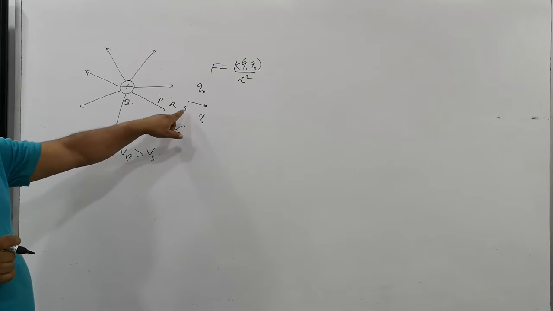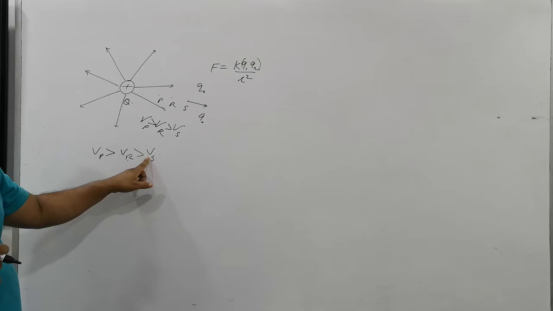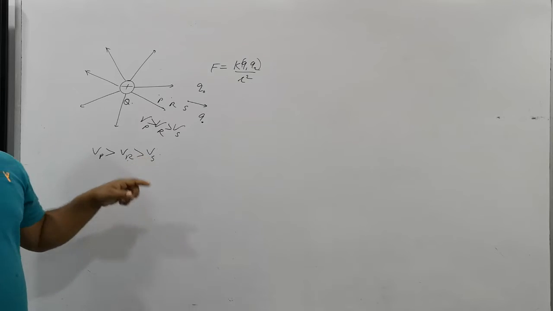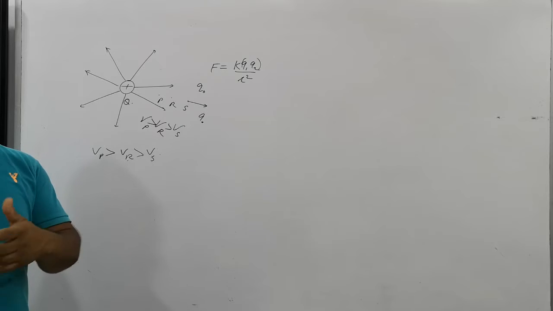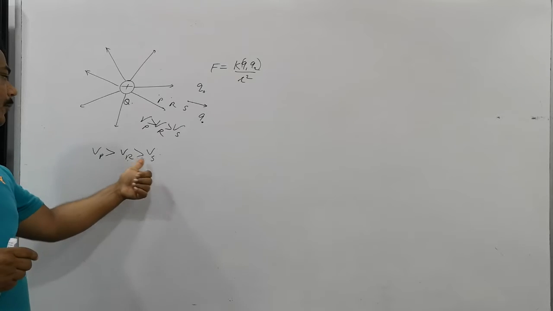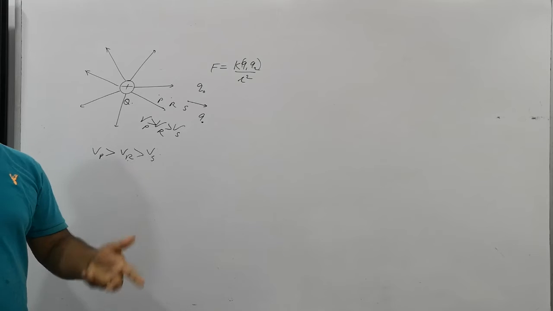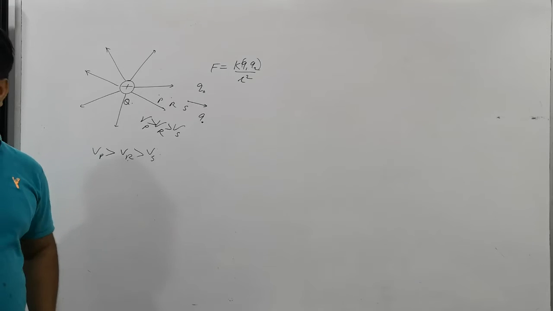So from low potential to high, if you want to set the motion of a charge from the low potential point to the high, you need to do the work. Is that clear? It means work is to be done.